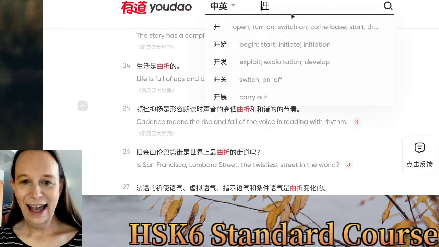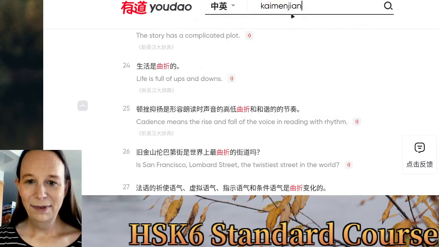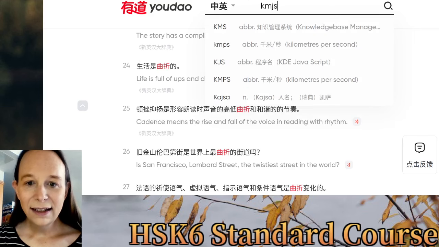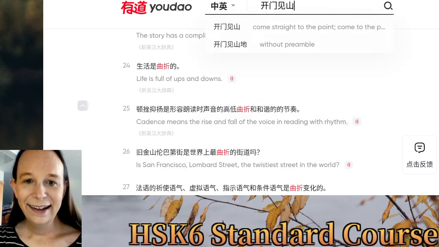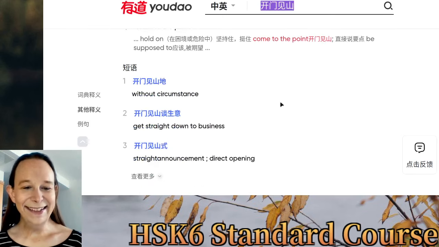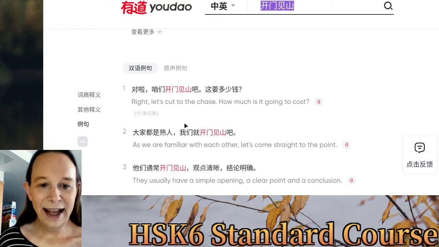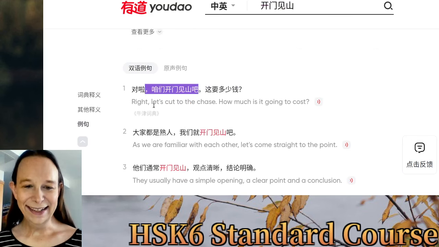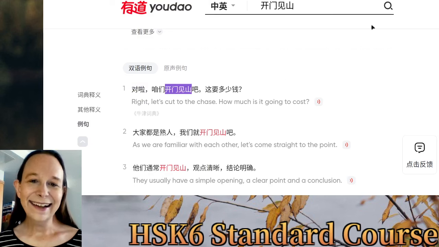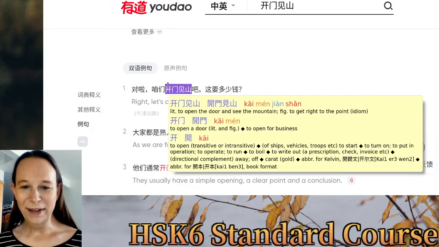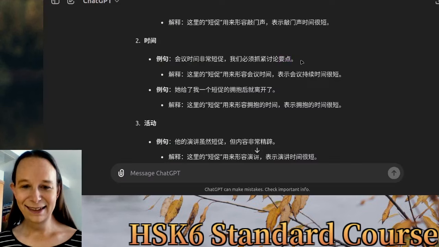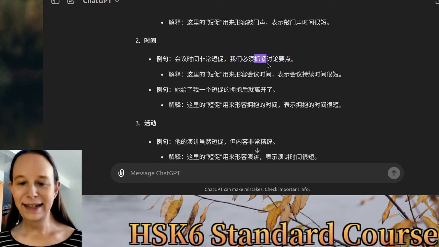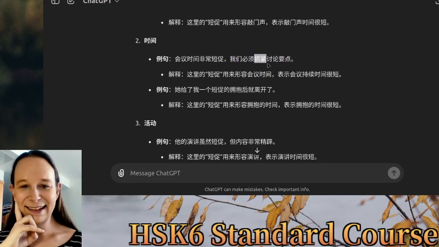I was studying 开门见山, this 成语. 对了, 咱们开门见山吧。这要多少钱? Get straight to the point. 开门见山. I don't really know why this is. Get straight to the point. Open the door and see the mountain. But when I saw this, 抓紧时间, okay, 抓紧讨论要点. So maybe you could say that they need to 开门见山. 我们开门见山吧.